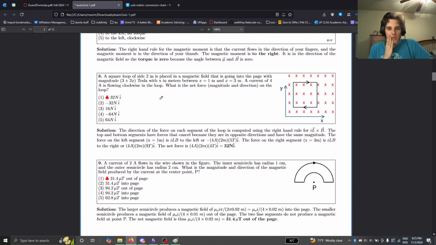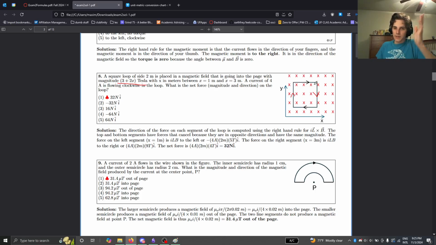All right, what is the net force, magnitude and direction, on the loop? Let's draw our little current lines here. The interesting thing here is everything's in the B field, but the B field is based on x. Now, what does that mean for the y's? You might think, oh, do I have to integrate or whatever?